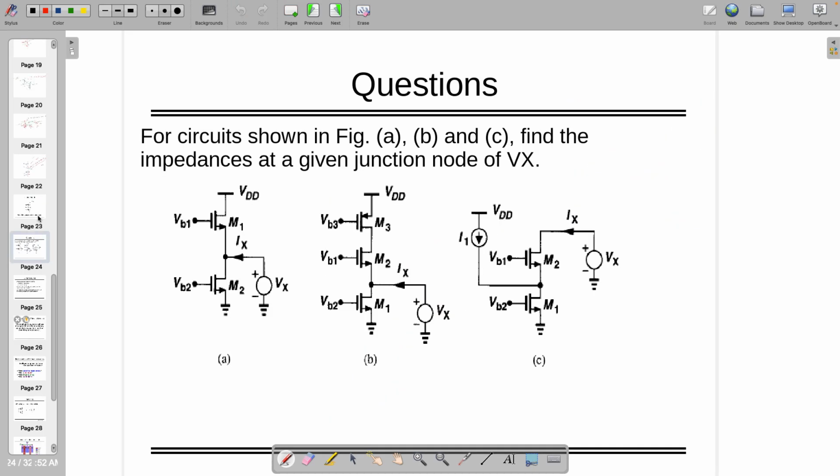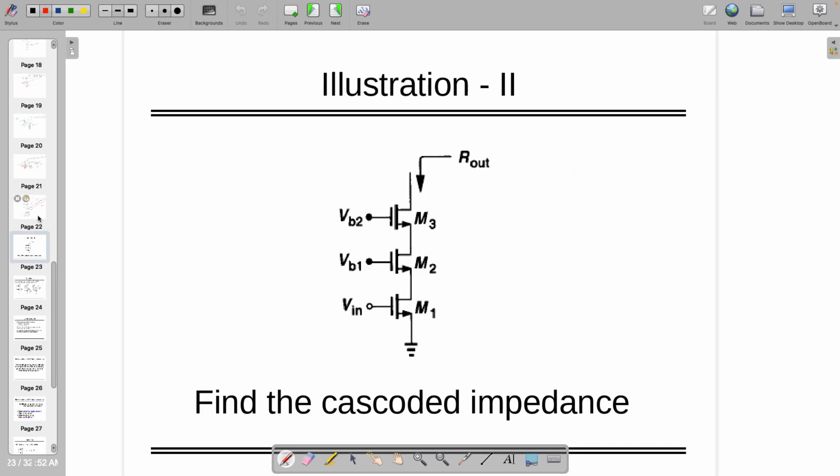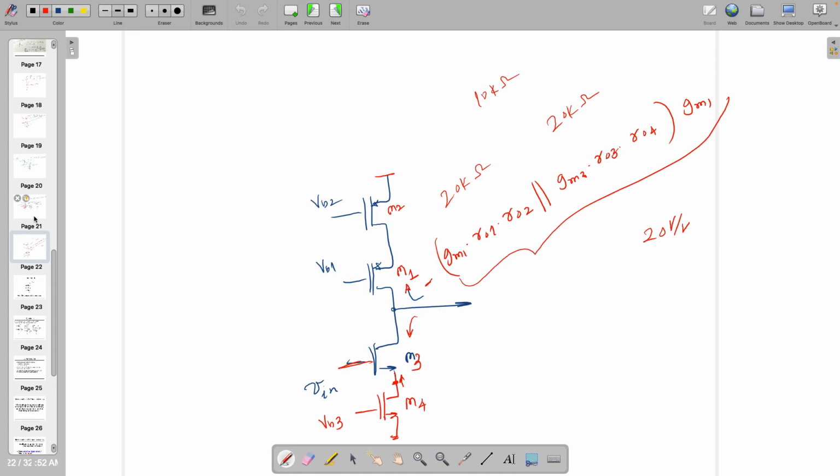Sir, if V in was at M4, then what would happen? Okay, V in at M4. Solve it. You tell. You can give the answer to solve this. Okay.